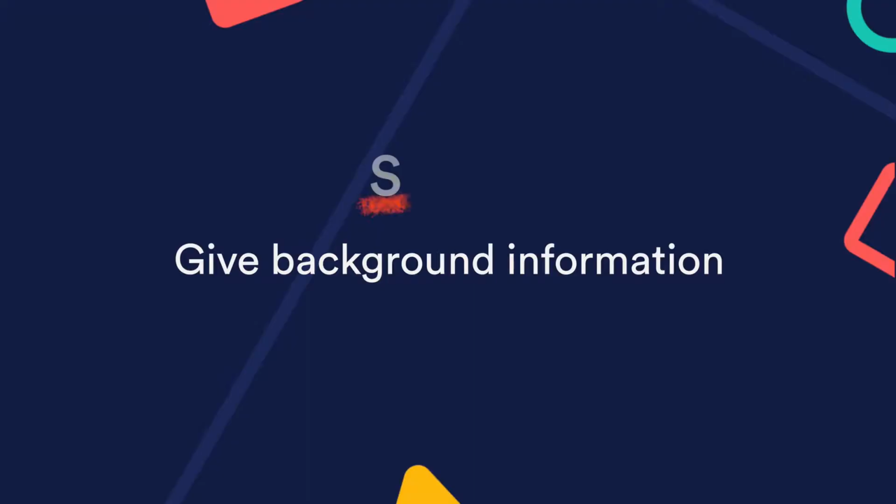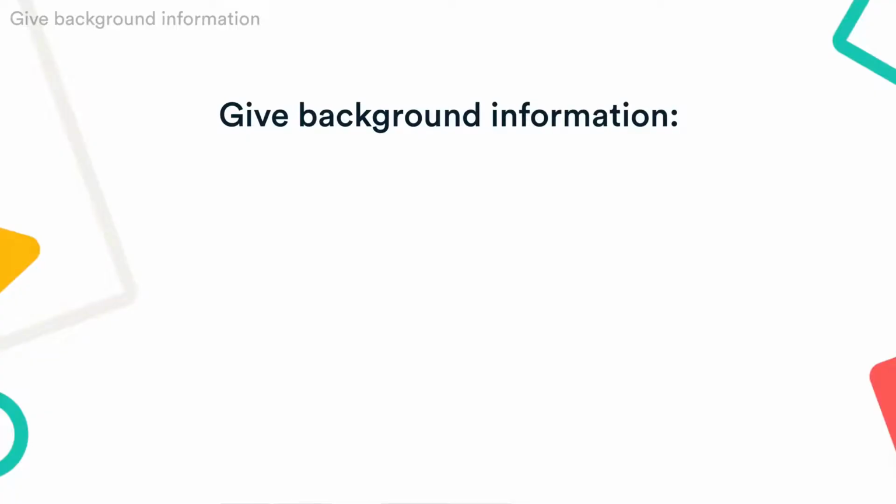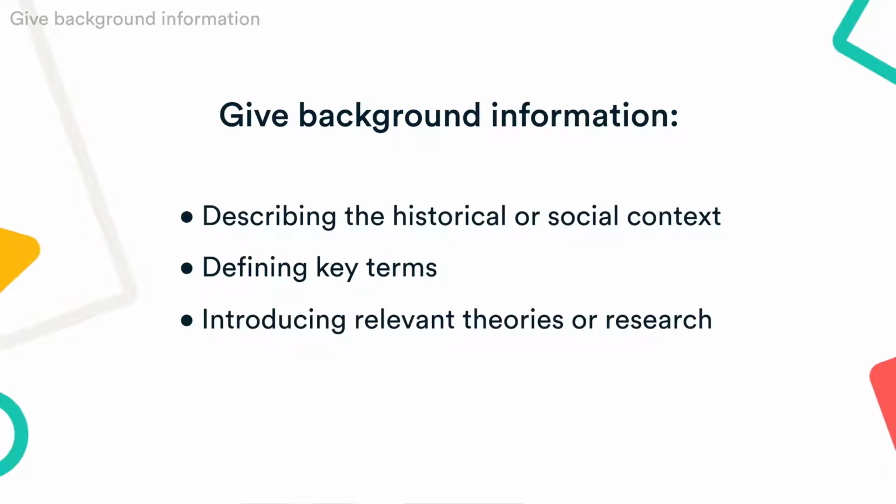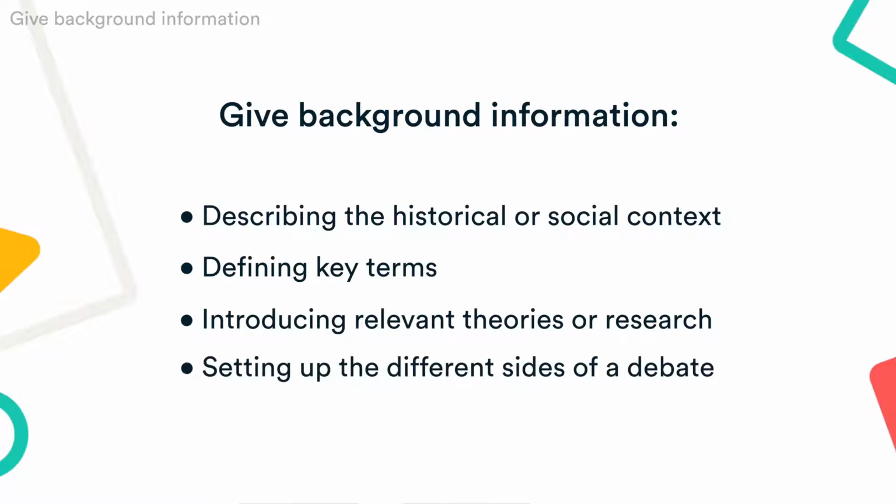I'm curious. Step 2. Give background information. Next, give your reader the background they need to understand your argument. Depending on the subject of your essay, this might include describing the historical or social context, defining key terms, introducing relevant theories or research, or setting up the different sides of a debate. But don't overdo it here. Save your evidence and interpretation for the main body of the essay.